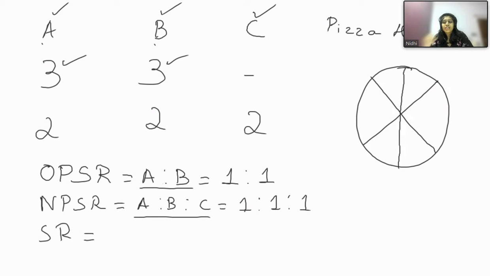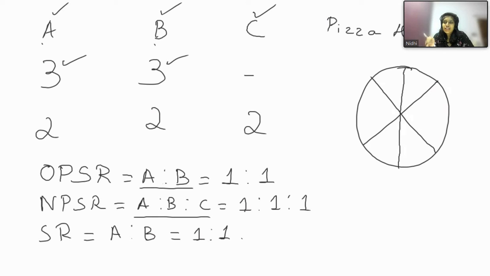So how much has A sacrificed in this example? A has sacrificed 1 slice, B has also sacrificed 1 slice. So what is the ratio among A and B in terms of how much they are sacrificing? A is sacrificing 1 and B is also sacrificing 1. So what will be the ratio? 1:1. Yes, so what does sacrificing ratio mean? How much they have sacrificed.